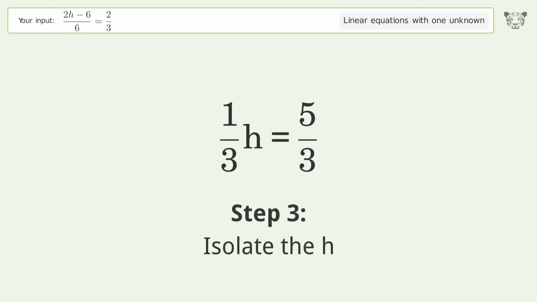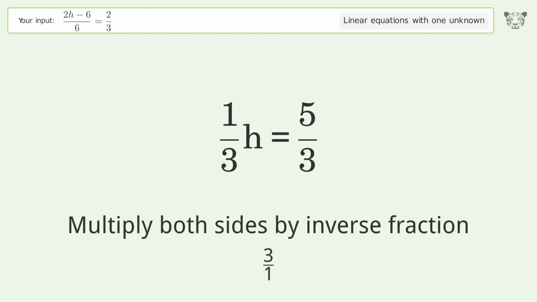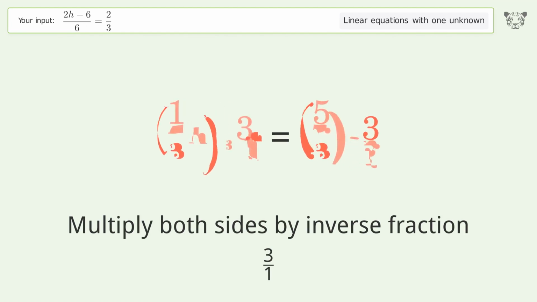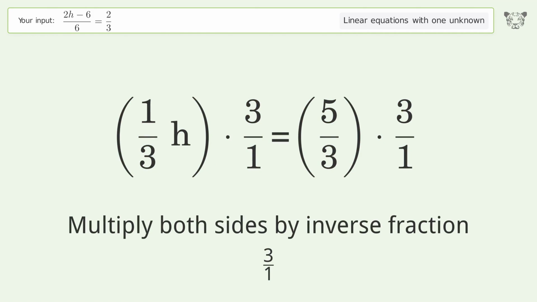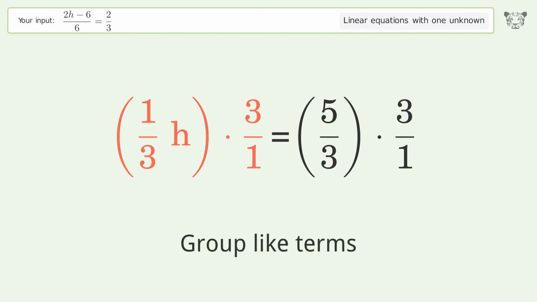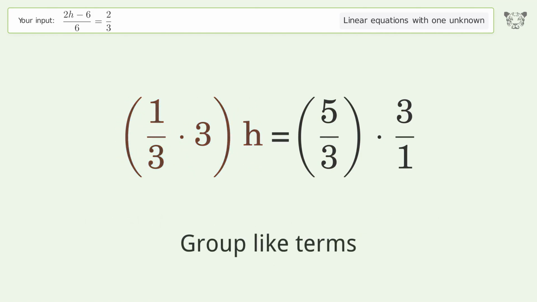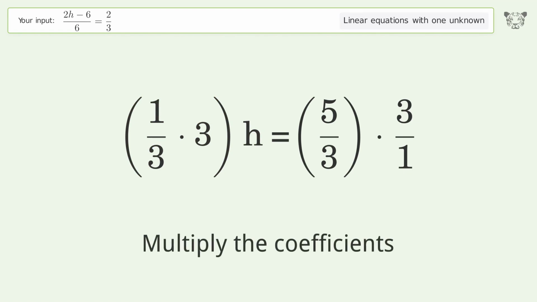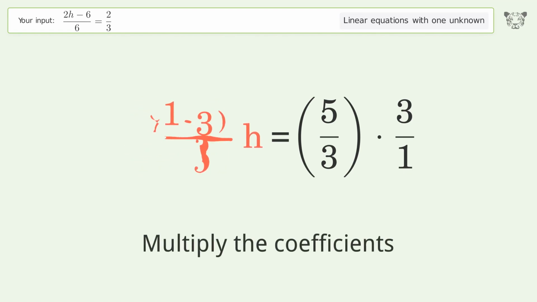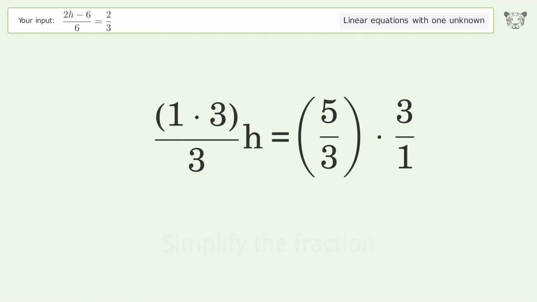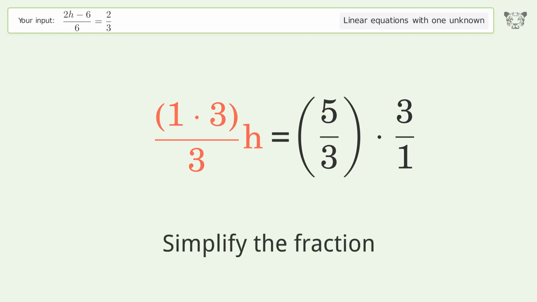Isolate the h. Multiply both sides by inverse fraction 3/1. Group like terms. Multiply the coefficients. Simplify the fraction.